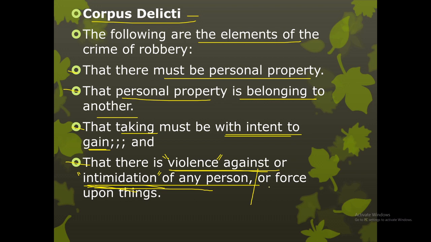And then last one, or there is force upon things. For example, you forcefully or by deceit entered a home of a person or nakalock yung room or yung bahay, then binuksan mo, pinilit mong buksan, sinira mo yung mga bintana, pintuan, ganyan, or vault, ganyan. So, that is force upon things.